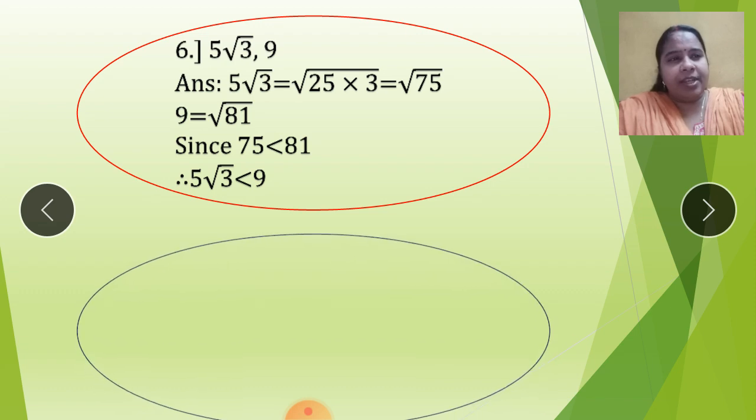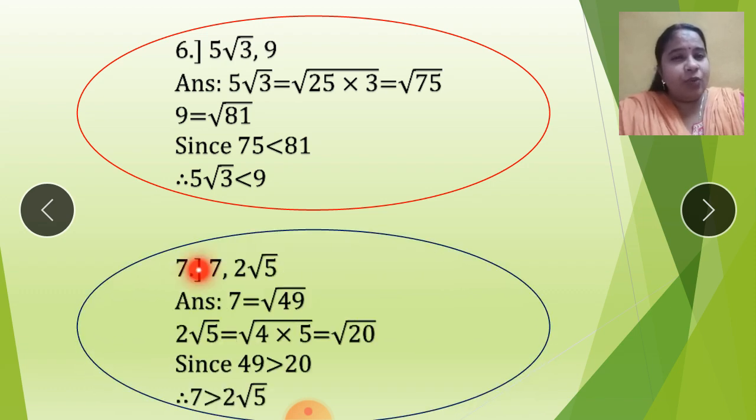Same type of sum is the next sum, that is question number 7, which I would like you to do sincerely on your own. 7 can be written as square root of 49. 2 root 5 can be converted as 2 will go inside, it will become 4. So 4 into 5, square root of 20. Now you can compare these two. 49 is greater than 20. So from where do you get that 49? 7. So 7 is greater than 2 root 5. Exactly the same type of sum, both from the practice that I have taken. I hope this concept is clear to you. Yes, please write along with me, otherwise you will really not understand. I hope all are writing in your notebook.